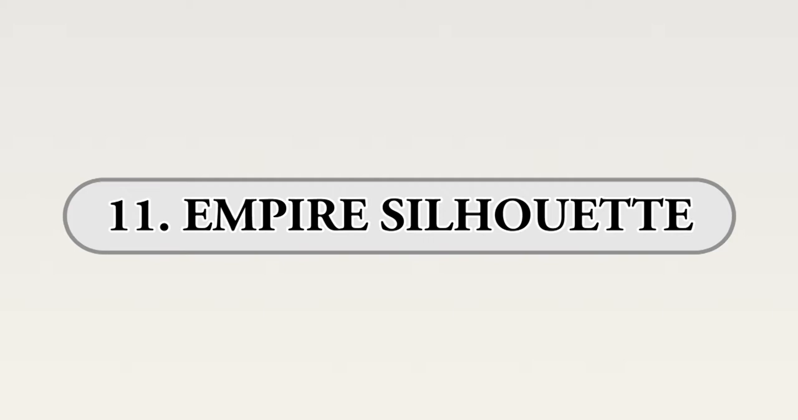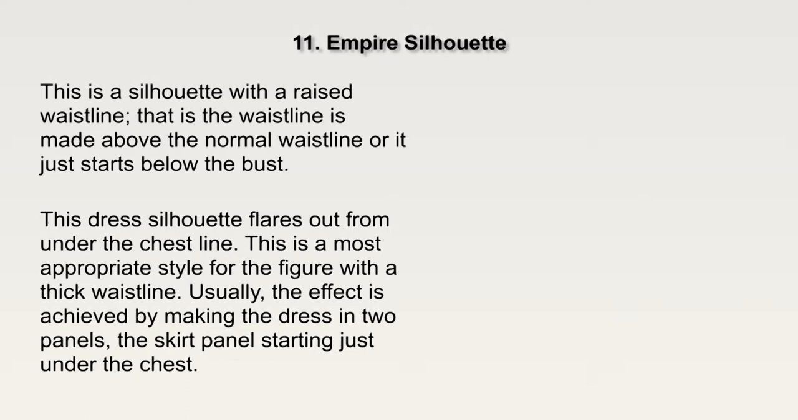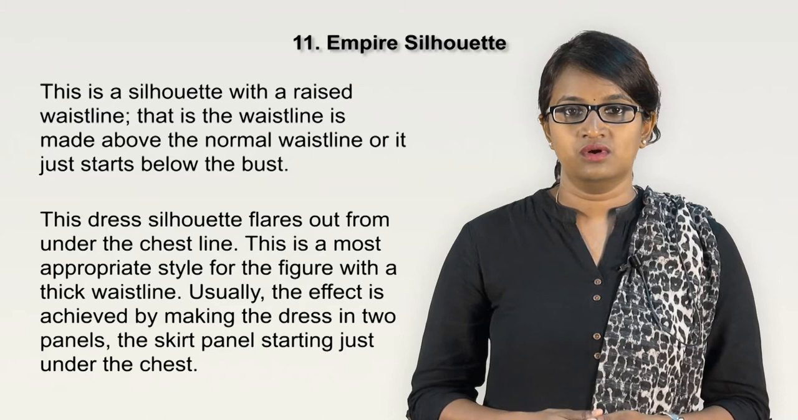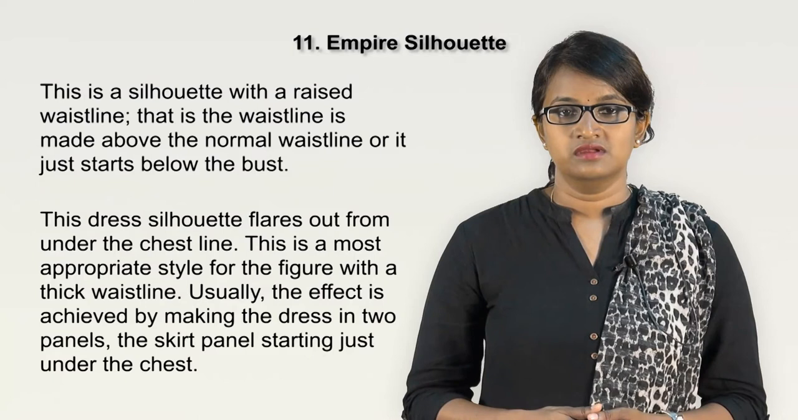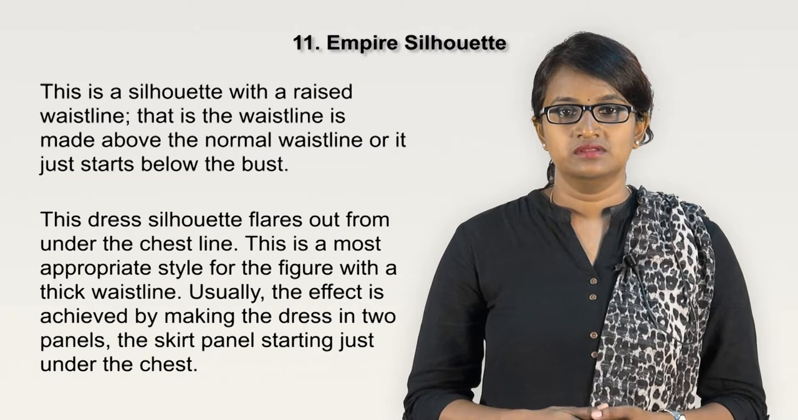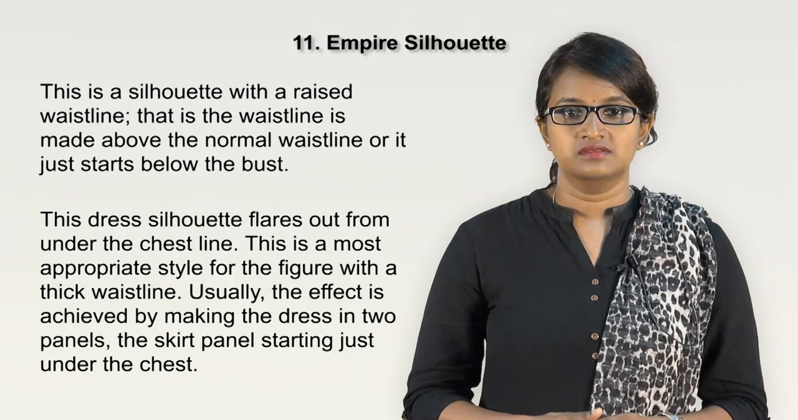Empire silhouette. This is a silhouette with a raised waistline. That is, the waistline is made above the normal waistline, or it just starts below the bust. This dress silhouette flares out from under the chest line. This is a most appropriate style for figures with a thick waistline. Usually, the effect is achieved by making the dress in two panels. The skirt panel starting just under the chest.